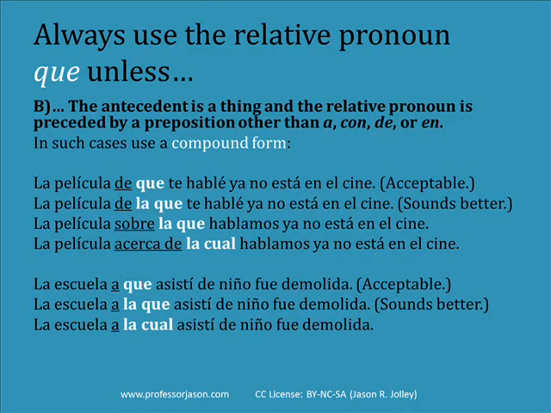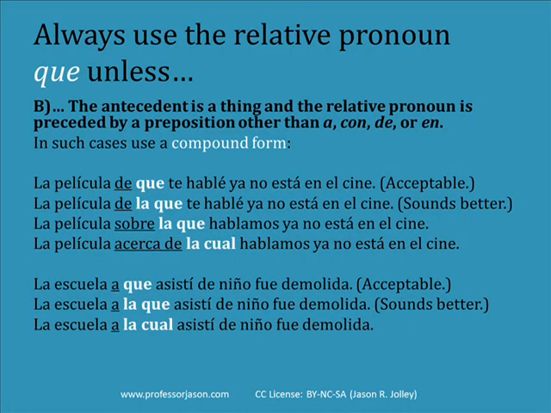Okay, now the second part, sort of the second contingency to this "always use the relative pronoun que unless" approach. We can always use the relative pronoun que unless the antecedent is a thing and the relative pronoun is preceded by a preposition other than a, con, de, or en. In other words, if the antecedent is a thing and either there is no preposition or the preposition used is a, con, de, or en, a one-syllable preposition, we can simply use que.